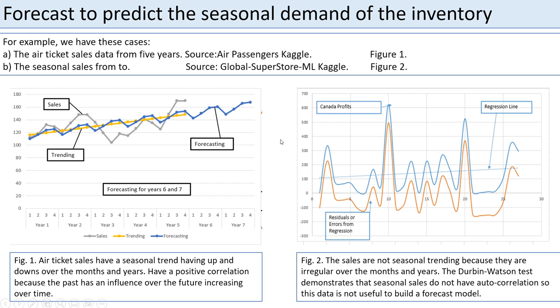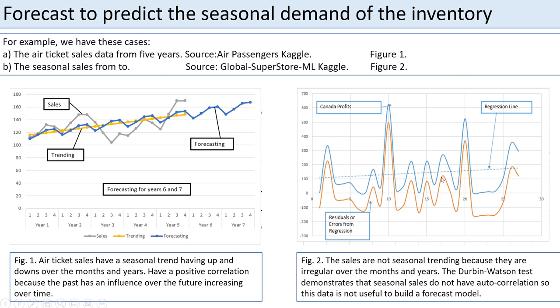On the contrary, we have the Canadian profits from these data sets, and we can see that this is the regression line in blue here. We can see that it doesn't have a regular behavior. After several months of data, this is not a regular behavior, so probably this data is not useful to make forecasts.